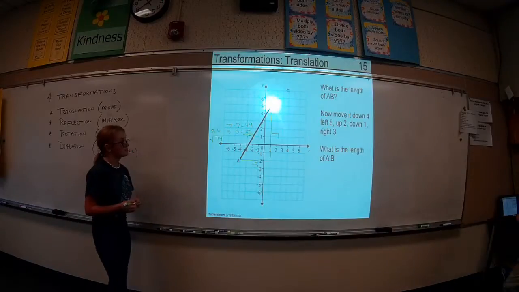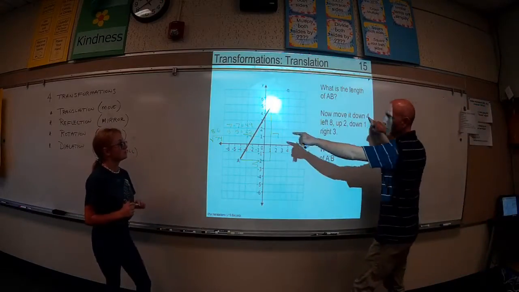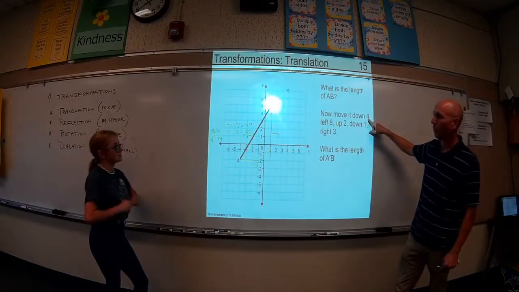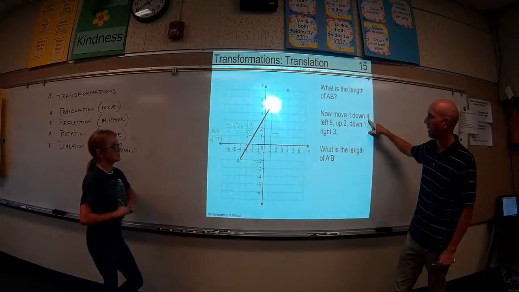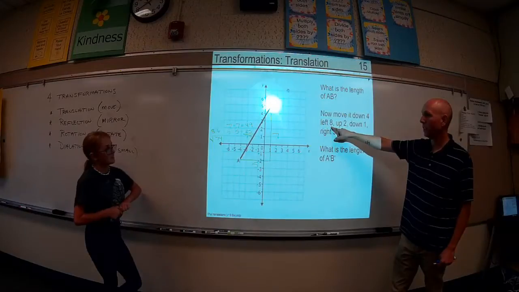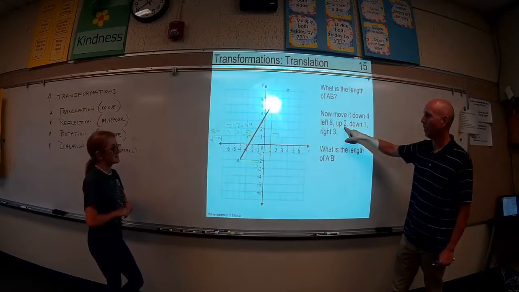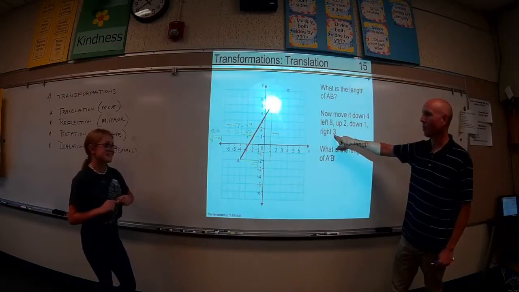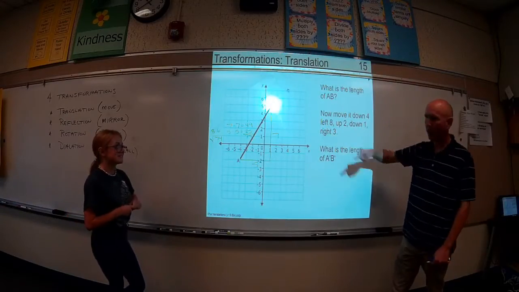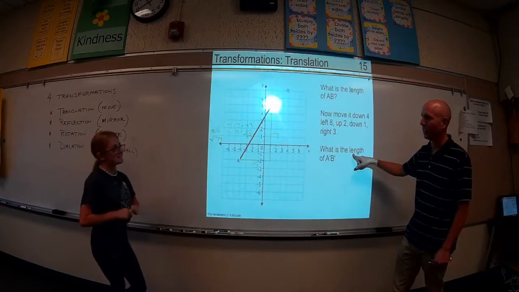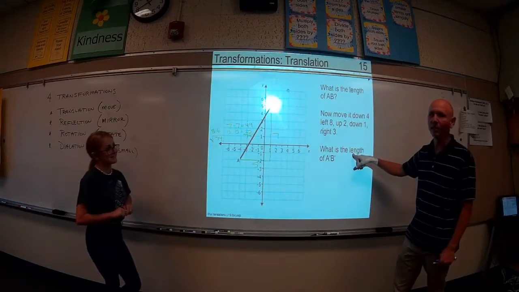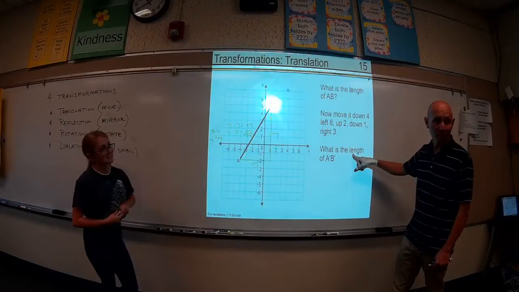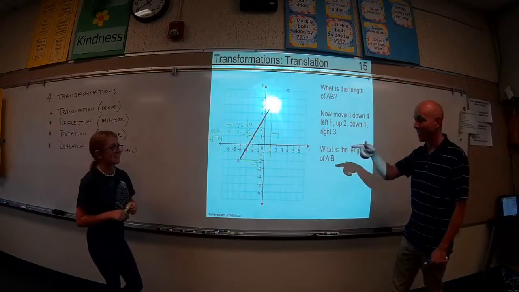Now, here's my question, Dakota. How long is it? 8.6. If I move it down 4, how long is it? 8.6. If I move it left 8, how long is it? 8.6. If I move it up 2, how long is it? 8.6. If I move it down 1? 8.6. If I move it right 3? 8.6. If I spin it around in circles? 8.6. If I take it over to Mrs. Cowan's room, how long is it? 8.6. Thank you.